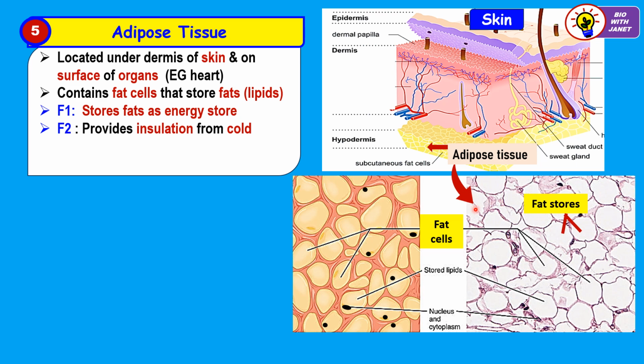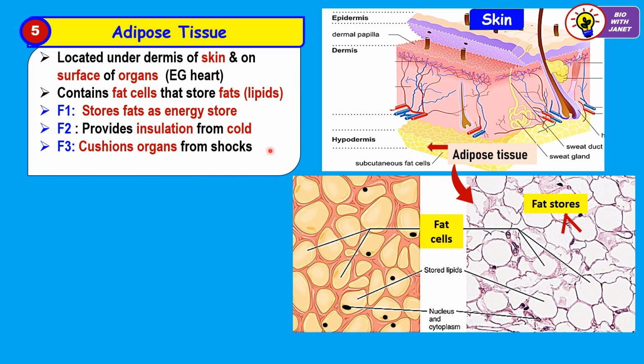Next, adipose tissue provides insulation from cold and cushions organs from shocks. So, providing insulation from cold. People who live in cold countries eat a lot of fats, right? So that these fats can be stored in the adipose tissue, for example under the skin, and this can provide insulation from cold, especially during winter, to prevent the heat inside the body from being lost too quickly to the environment.